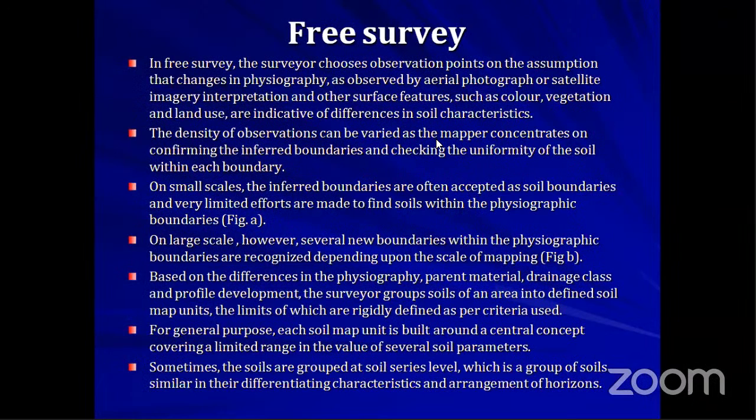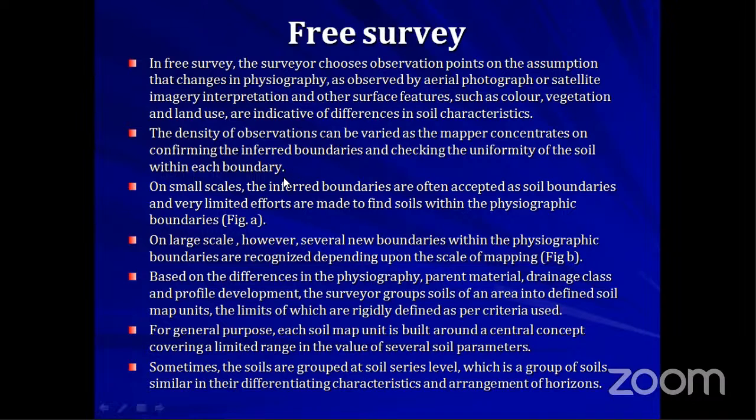Free survey is completely dependent upon assumption, students. The surveyor will observe the aerial photography and check the physiography of that particular area. He will infer the boundaries, see all the conditions of the area, and recognize the boundaries on the map. So this is regarding the free survey.